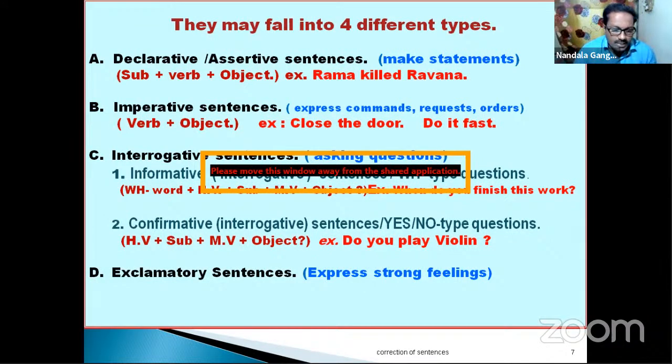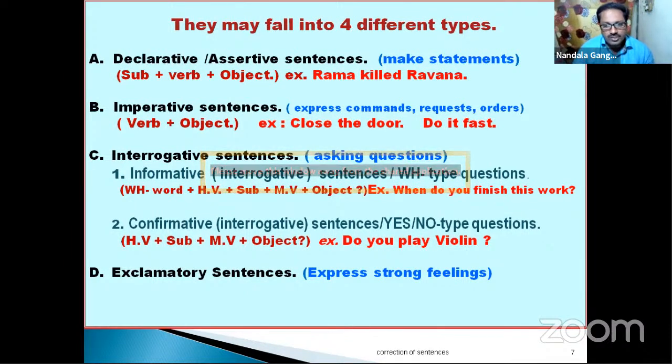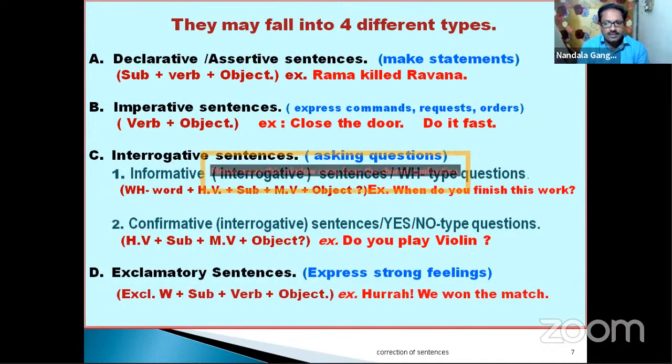The fourth one is exclamatory sentences. Exclamatory sentences are used for expressing strong feelings like anger, sadness, sorrow, joy and happiest moments. These are all said to be exclamatory sentences. The exclamatory sentence structure is exclamatory word plus subject plus verb plus object. For example, hurrah, we won the match. Hurrah is the exclamatory word, we is the subject, won is the past tense verb, and the match is the object.